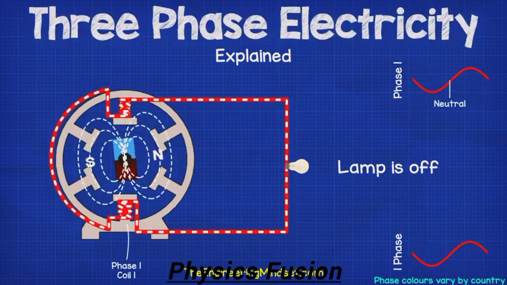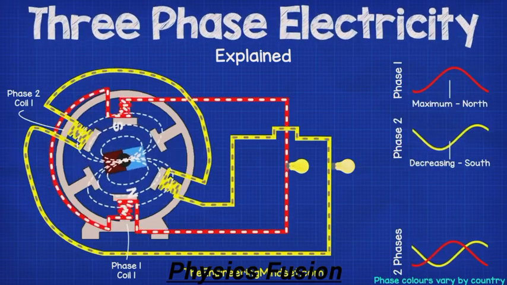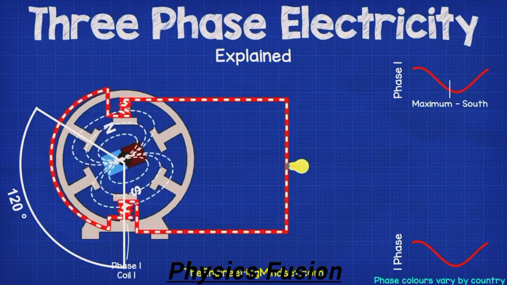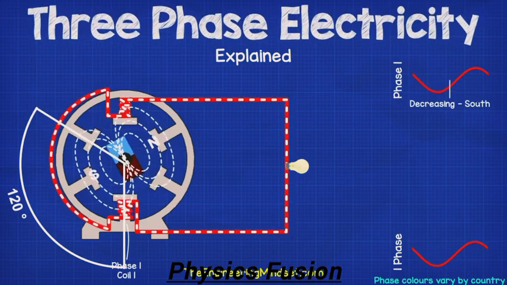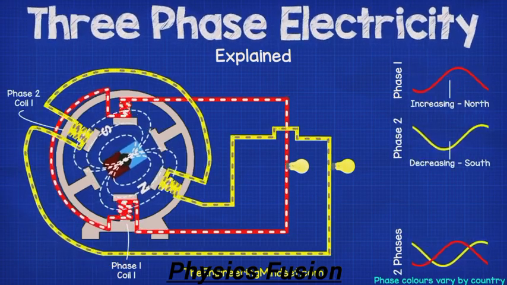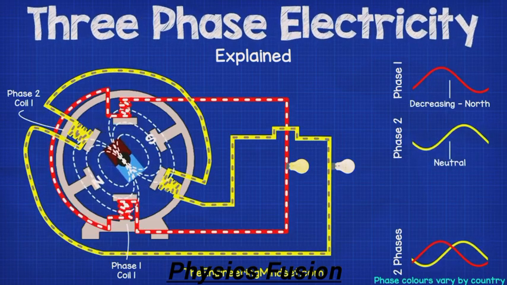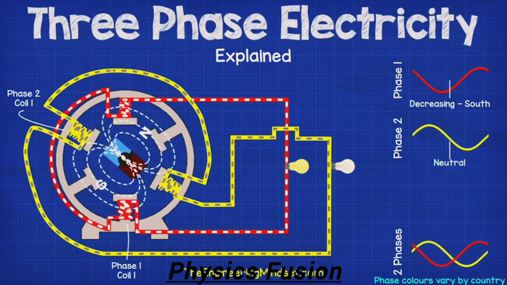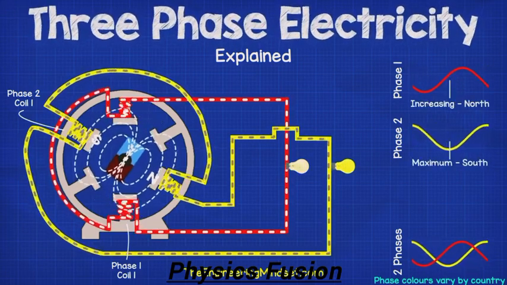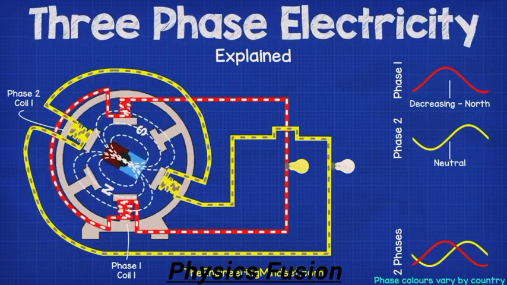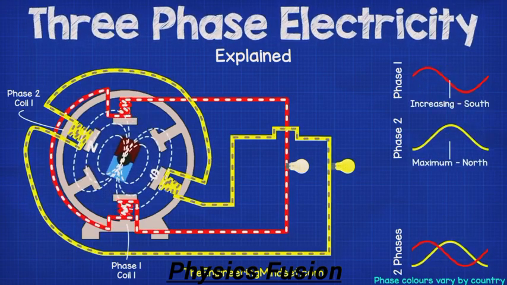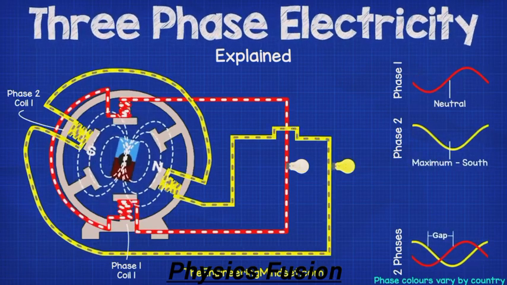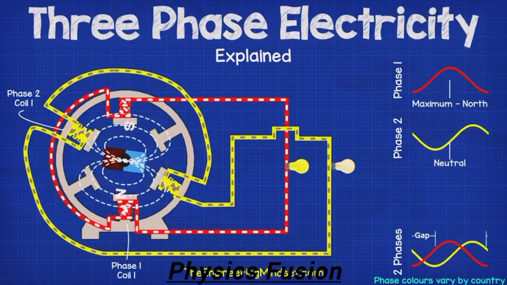To improve this, we can add another set of coils or a second phase into the generator. And we can do this by placing the coils 120 degrees rotation from the first set of coils and then connect this up to another lamp. This rotation means that the coils will experience the changing intensity of the magnetic field at different points in time. The first coil reaches its maximum current and brightness, and as it decreases, the second coil will begin to increase.